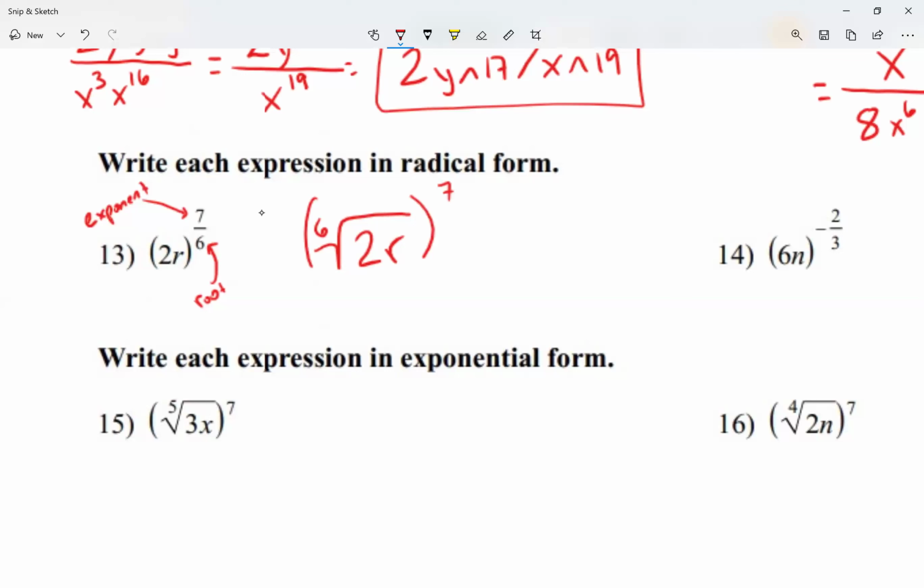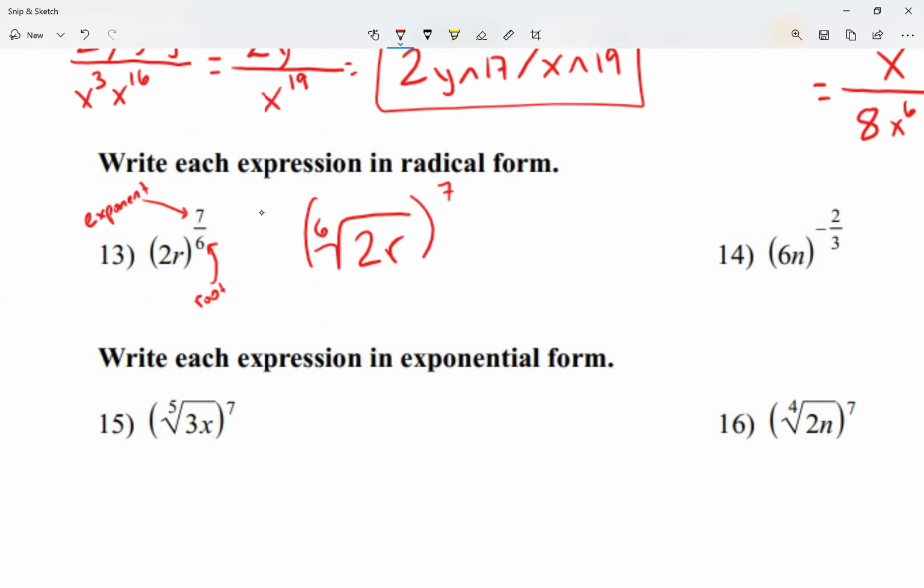If you were writing this on paper, this is how you would do it. You write the radical, and everything inside the parentheses goes inside the radical. Keep the top number as an exponent and put the bottom number as a root.